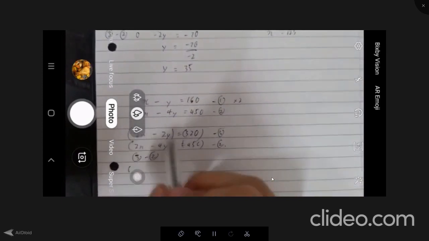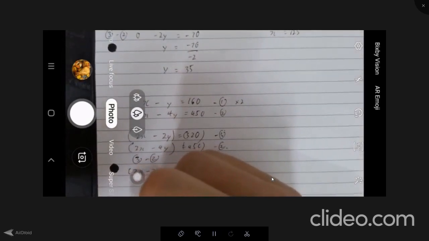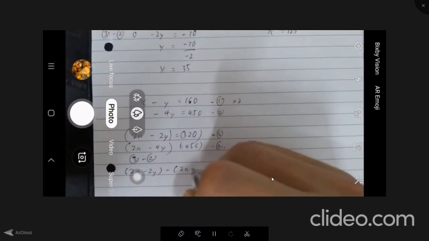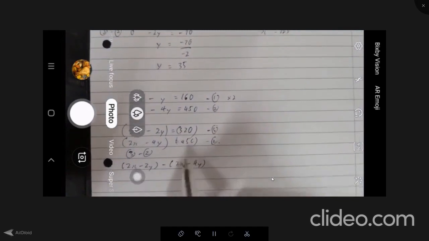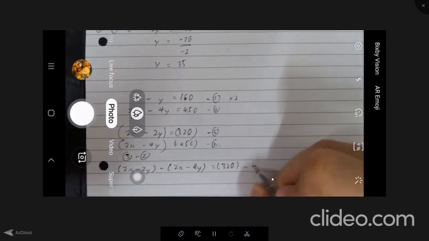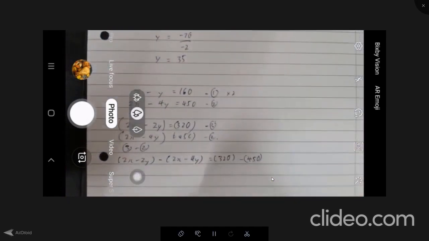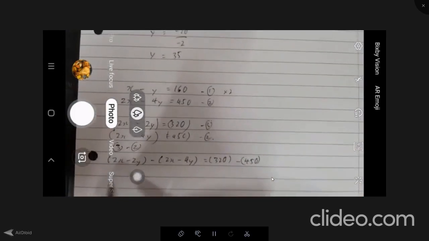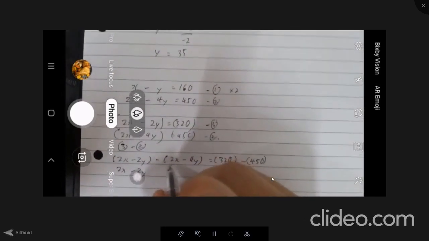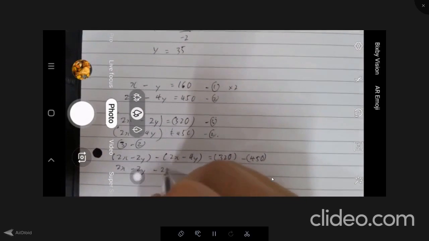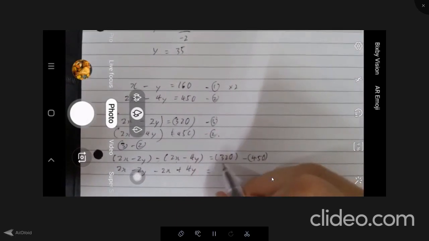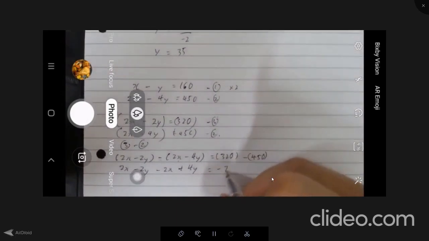So on the left hand side, equation 3 is 2x minus 2y. Notice I put it inside a bracket. Then minus 2x minus 4y, again inside another bracket, equals 320. This one you can put a bracket, up to you. No need to, because there's only one entity inside. Here there are two, here only one. Same thing here, you expand. Remember your basics. Now minus bracket off, so minus 2x, minus minus is positive, plus 4y equals 320 minus 450, negative 70.